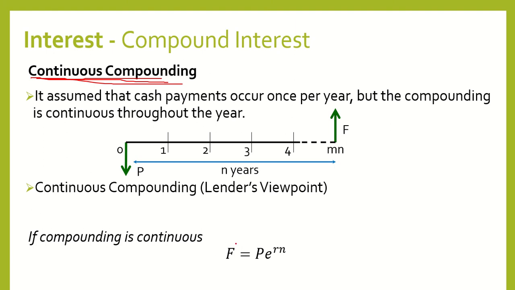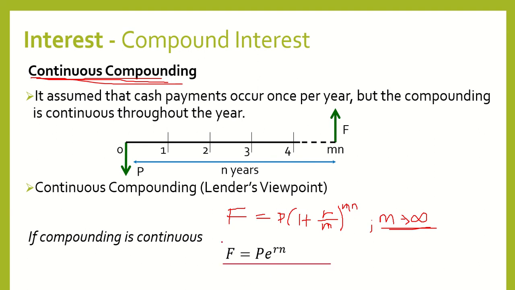So if that's compounding, this is actually derived from the original formula, that is F is equal to P times the quantity of 1 plus r over m, quantity raised to power m times n, where m approaches infinity. So this is called continuous compounding. When m approaches infinity, based on some derivations, our F is equal to P times the exponential value of rn.